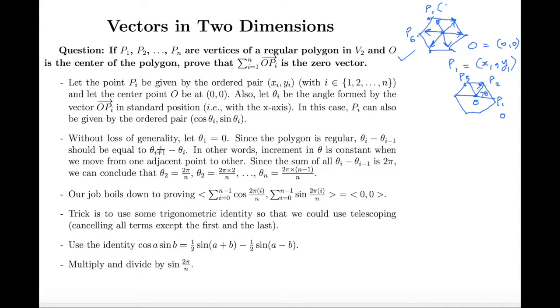So here we can assume without loss of generality that our first theta is 0, and since the polygon is regular, the difference between the consecutive thetas is maintained. In other words, if my first one is 0, the second one should be 2 pi over n. Why 2 pi over n? Because we have to cover the full 2 pi circle here, so the total angle of all these increments should equal 2 pi. So we have theta 1 equal to 0, theta 2 equal to 2 pi over n, theta 3 equal to 2 pi times 2 over n, and theta n equal to 2 pi times n minus 1 over n.